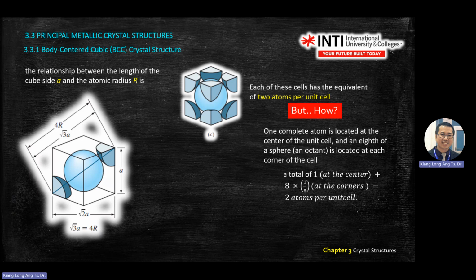So what do you get? a squared plus 2a squared. How much do you get? Square root of 3a. So here is square root of 3a. You need to show this calculation or derivation in your answer. Every time you see a chapter 3 kind of question, start with the cube, then do all this calculation.